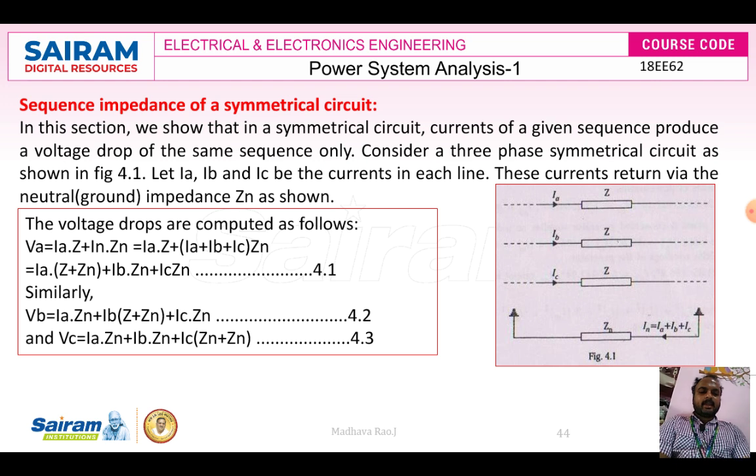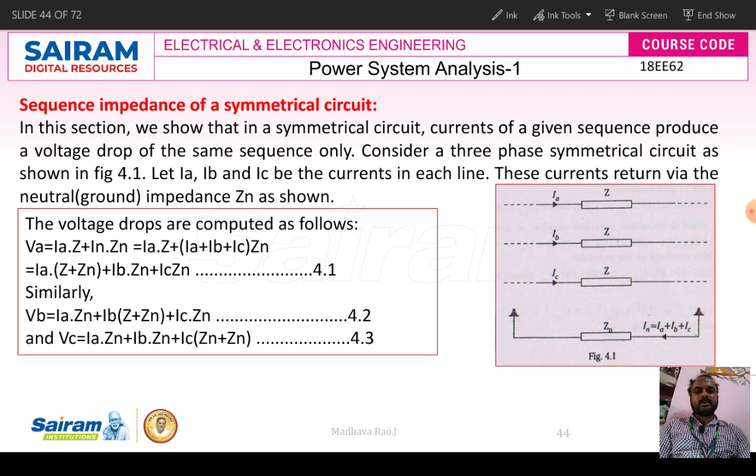So IA, IB, IC are the line currents. Here these currents are returned via a neutral wire, N. Through the neutral wire these currents will flow. The neutral wire impedance we are considering is Zn.